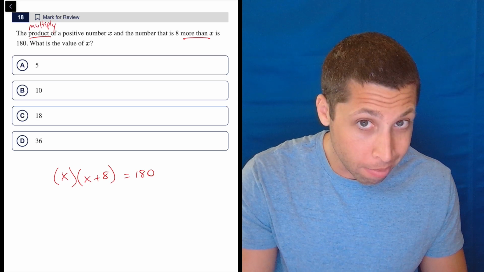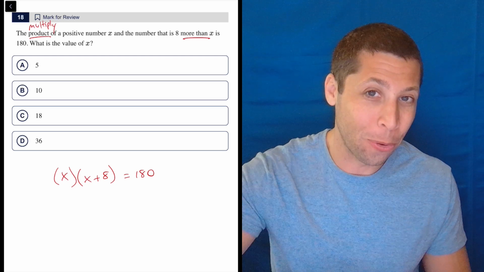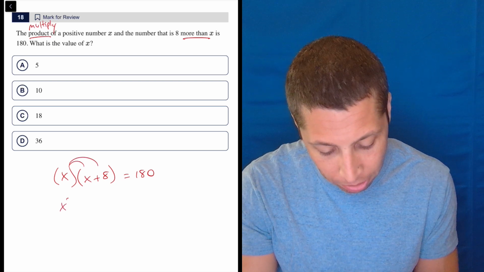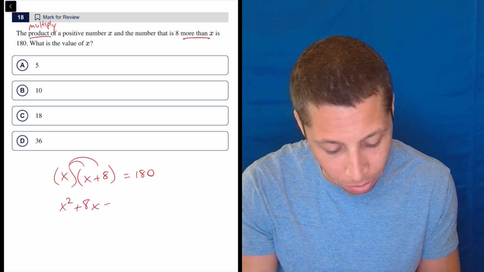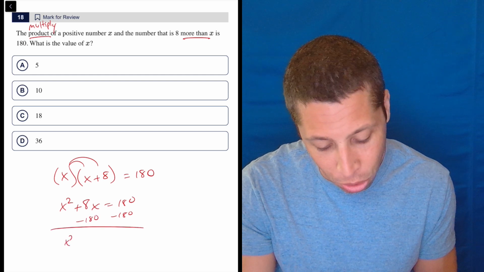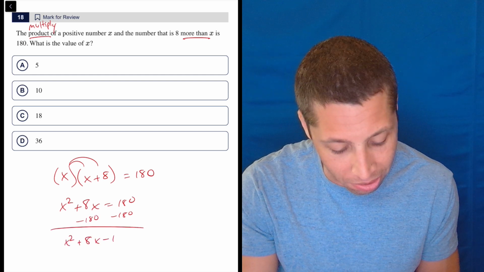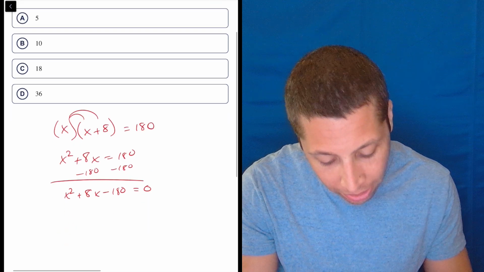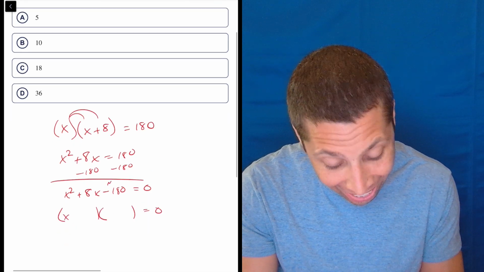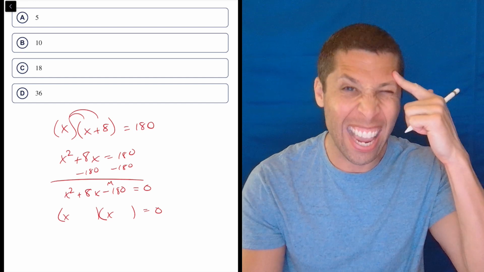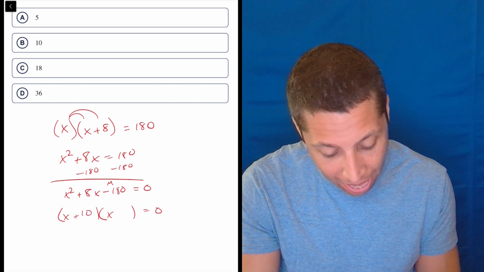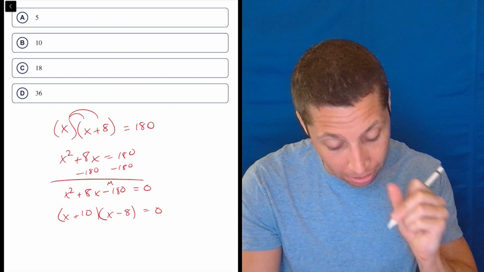At this point, if you are better at math, your algebra brain might take over and you're going to start to do some math here. So x squared plus 8x, we're going to distribute, is 180. You have to subtract 180 in order to get this to a quadratic equal to 0 so we can solve it. So we have to factor, and what multiplies to negative 180 and adds to 8? Oh my God. How about positive 10 and negative 8?